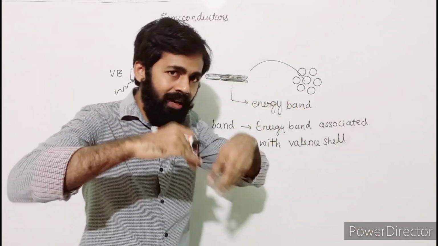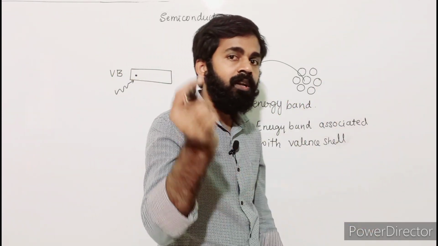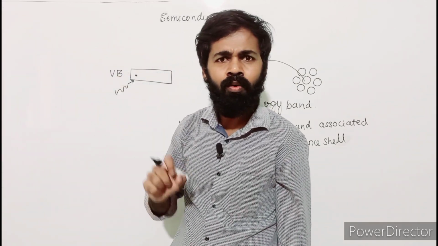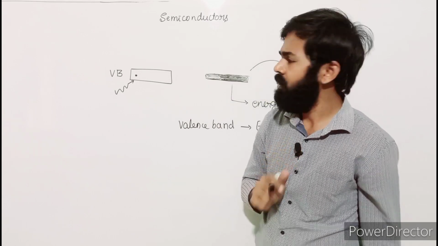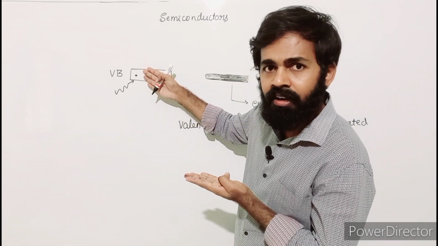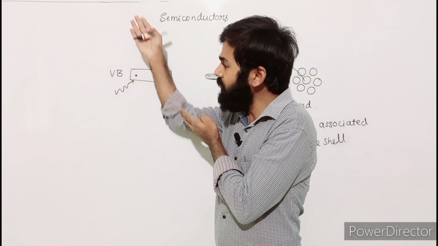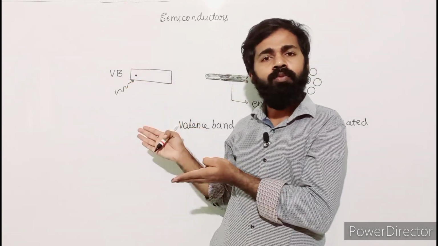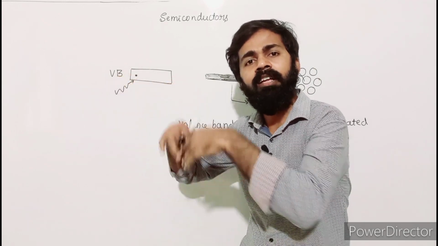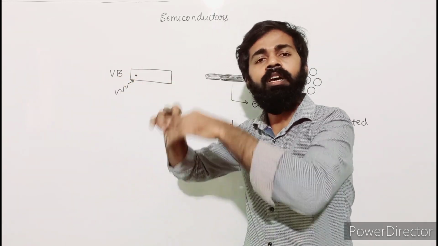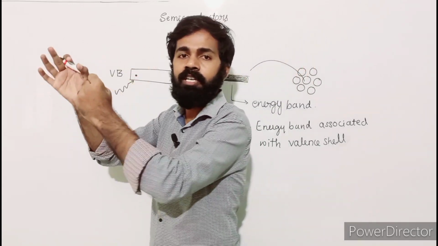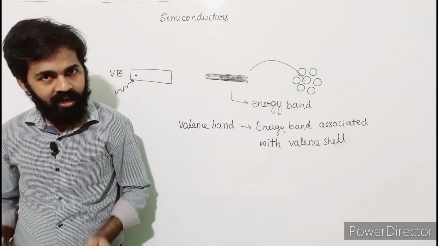It is above the valence band, but it has higher energy compared to the valence band. Why does it have higher energy? Because if the electron has to go from the valence band and become free, I need to supply energy. It means the electron has less energy in the valence band. If I supply energy to it, it goes into the conduction band. It means the conduction band has more energy compared to the valence band.